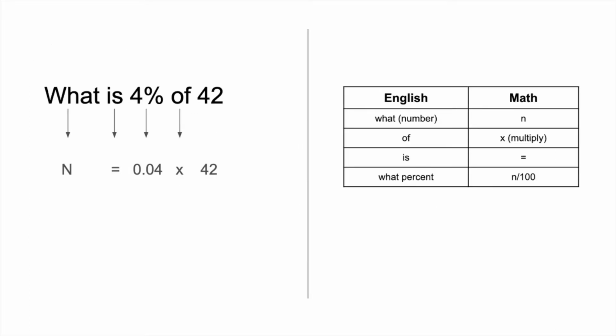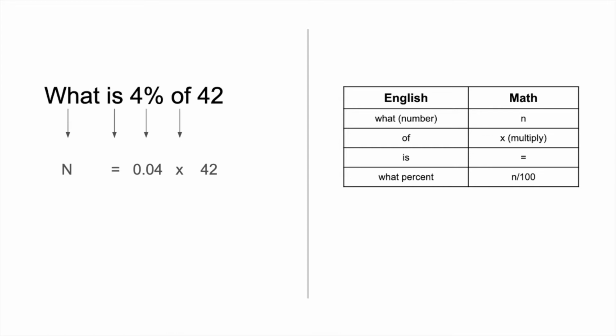Now that we know how to translate English into math, let's get into the three basic types of percent problems. The first one is easiest, so let's try. What is 4% of 42? So let's translate this equation into math. For the what, we can write our variable n. For is, we write an equal sign.